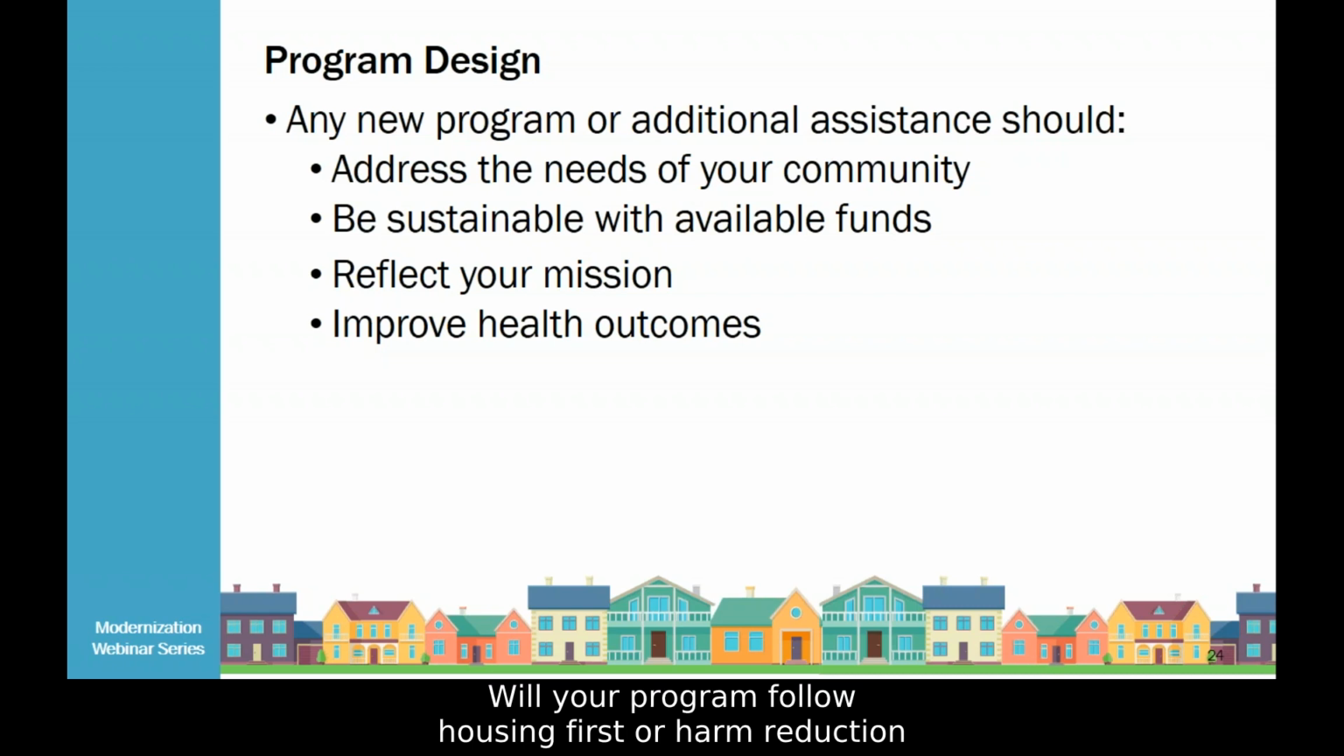Will your program follow housing first or harm reduction concepts? Is that something that your full community has embraced, really trying to follow the philosophy, or the demonstrated experience, that if you get people into housing first, then you can deal with their service needs and other barriers that they may have in order to help them sustain that housing.